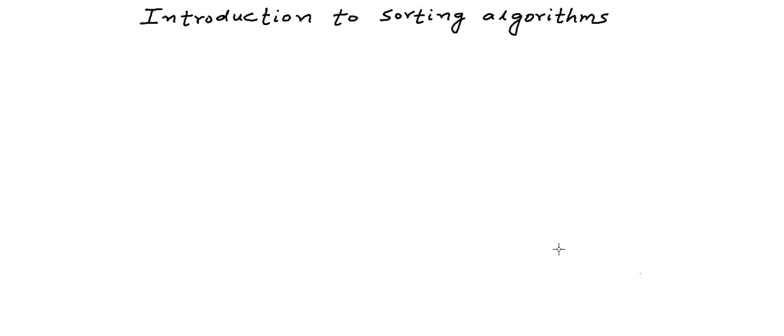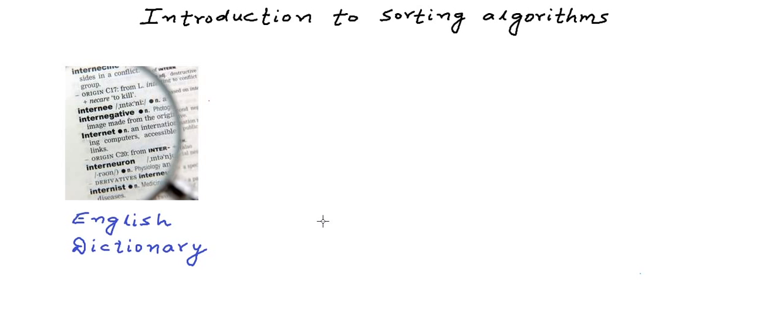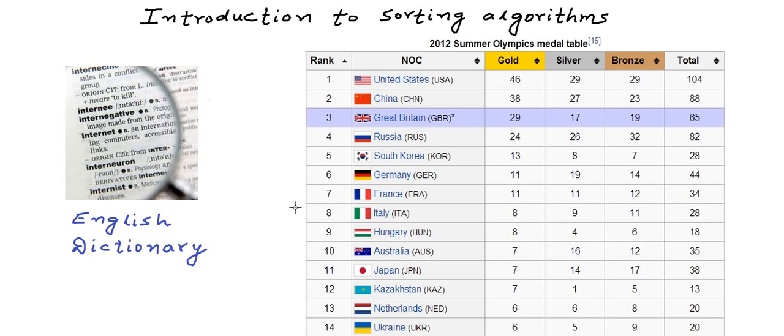And there are so many places where we like to keep our data sorted. Be it a language dictionary where we want to keep the words sorted so that searching a word in the dictionary is easy, or something like a medal tally where we want to see which team is at the top and which team is not performing so well.